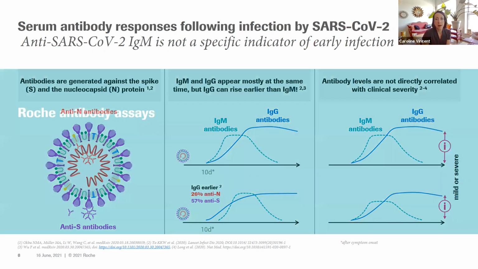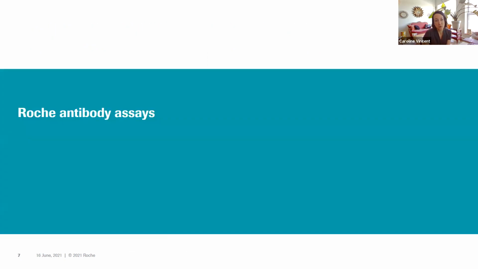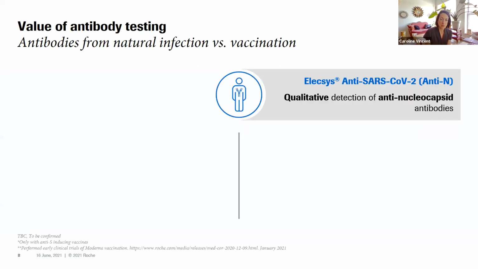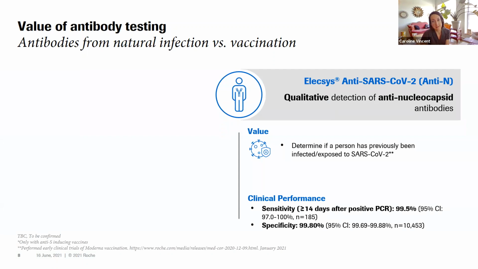So now I'll provide an overview of the characteristics, and I will go into more detail on the design that we're using for our two antibody assays for SARS-CoV-2. So Roche has two serology assays for the detection of SARS-CoV-2 antibodies. Both assays are now approved for use by Health Canada.